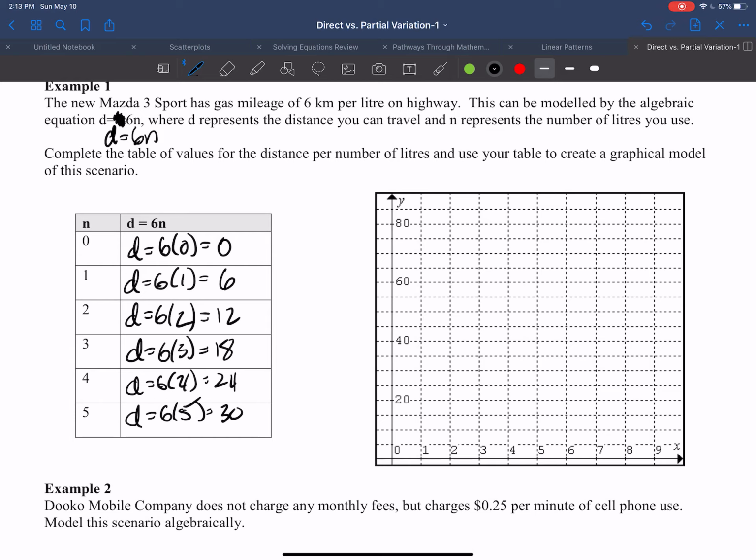Now if I want to graph this, I'm going to look at the values I have here. When I plugged in 0, what did I get? 0. So that's a coordinate: 0, 0. On the graph, I go to 0, 0 and plot it. The next one we have is 1, 6. Again, I go to my graph and plot it. We're going to have to estimate here, but it's okay. It'll work out in the end. So again, these are my coordinates.